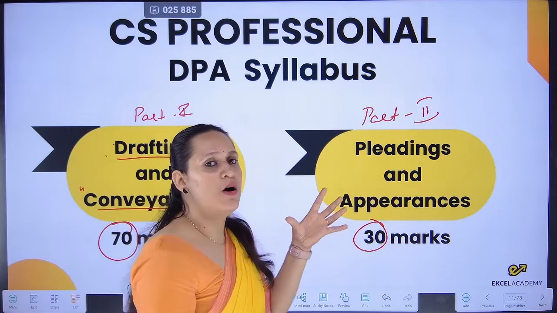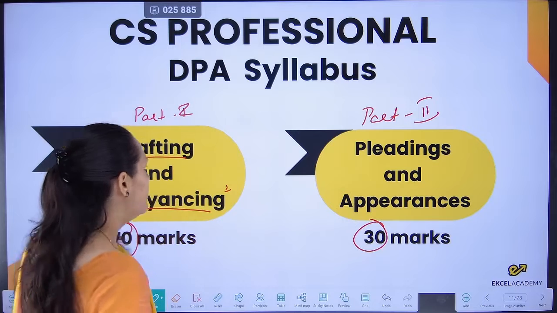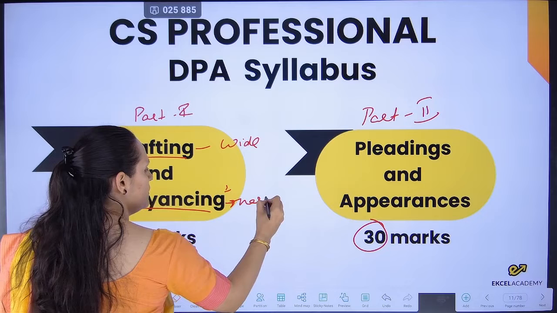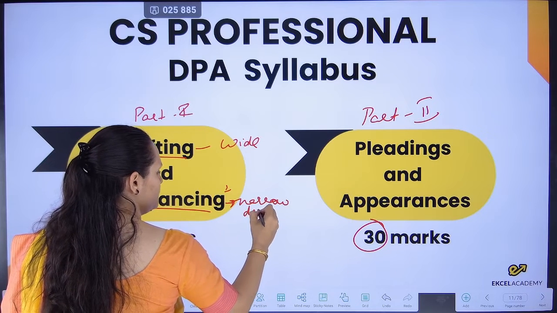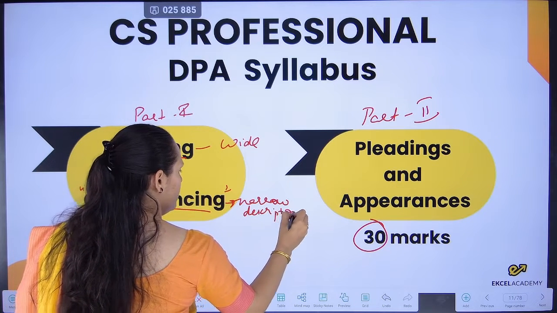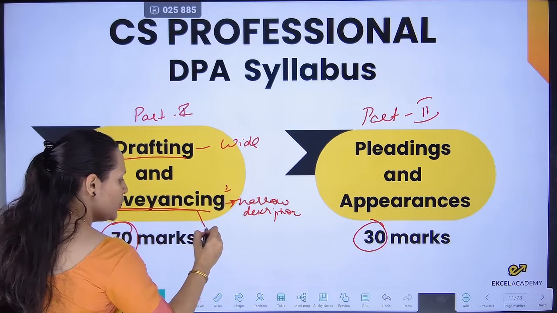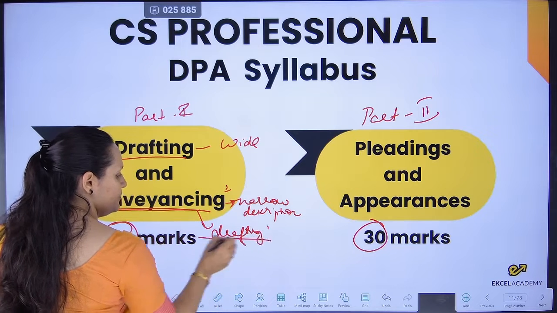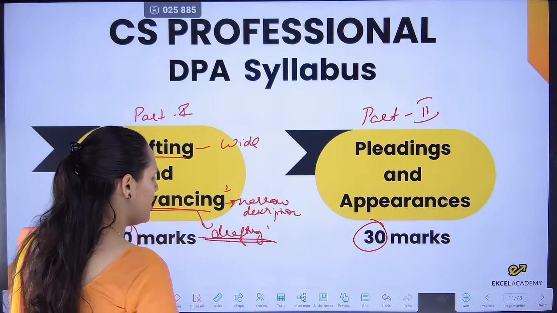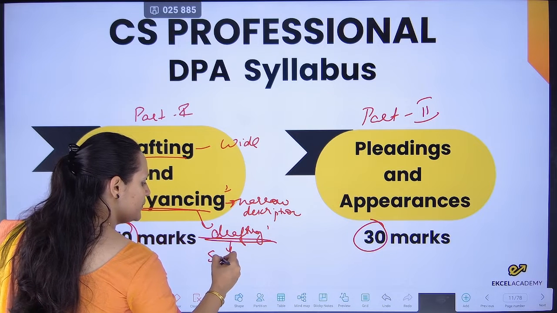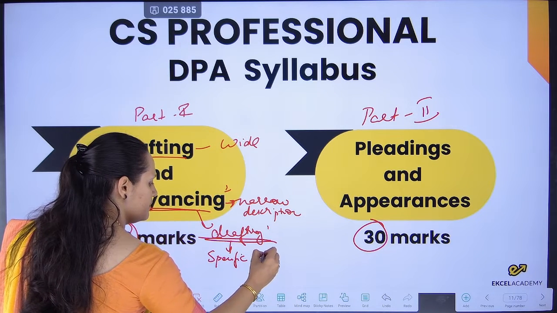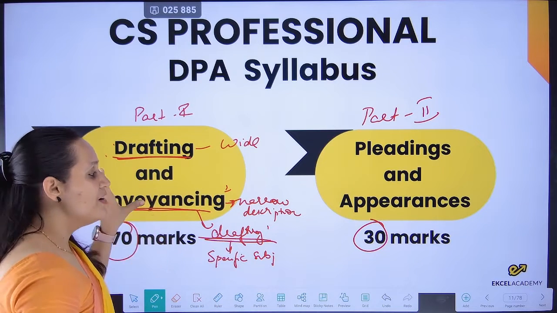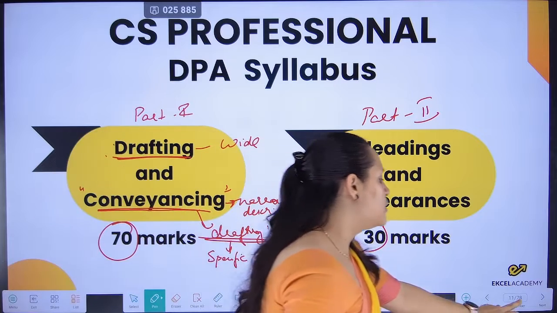Conveyancing is also a part of drafting. Okay? Drafting is very wide. Conveyancing is a narrow description. Now, conveyancing also is drafting, but we are going to draft with respect to a particular specific subject matter. Drafting can be anything. But when we are talking about conveyancing, we are specifically talking about Transfer of Property Act.